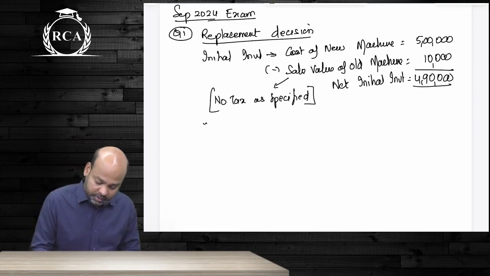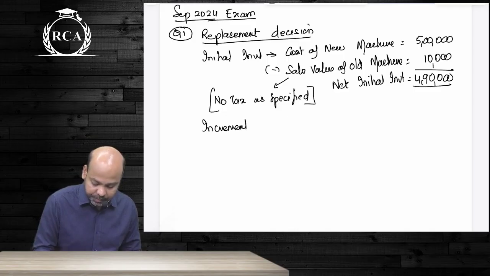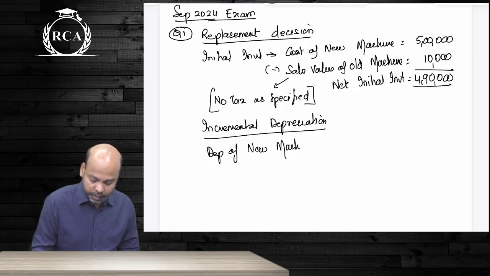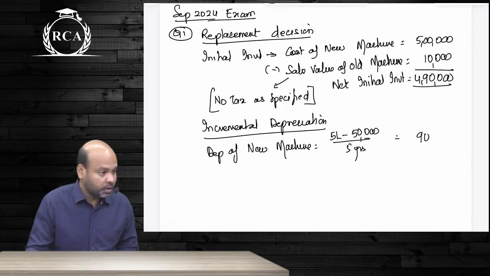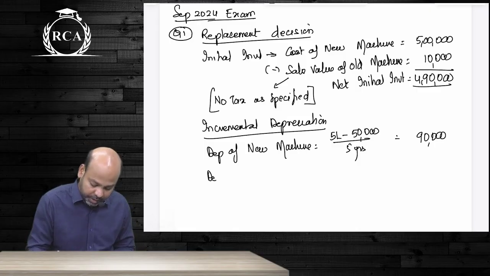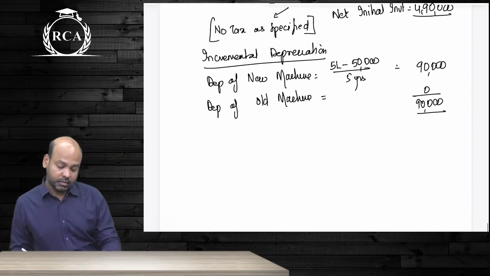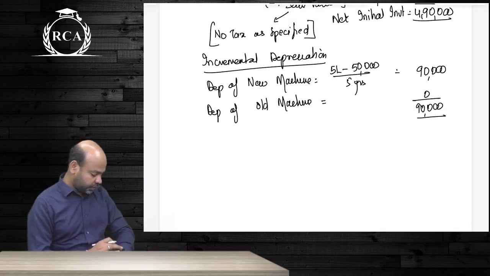Next, beta, let's write incremental depreciation, guys. What is the depreciation of the new asset? Depreciation of the new machine, beta, is 5 lakhs minus 50,000 divided by 5 years, 90,000. What will be the depreciation of the old machine? 0, beta. So incremental depreciation is 90,000 rupees.